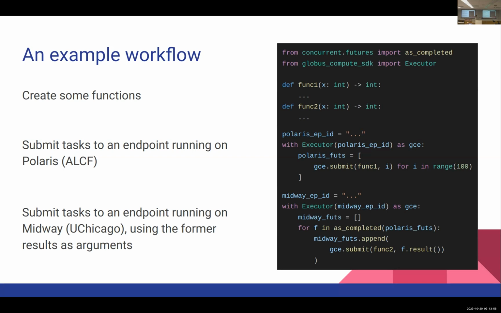The main thing to call out here is that because we keep lots of parity between the standard Python executor and future in the standard Python library, we can use things like as_completed, which is in the concurrent.futures package. For anyone who's not familiar with this, it returns an iterator of futures that are ready to work with. So I can pass in the Polaris futures, none of which might be ready yet, but as they become ready, I can immediately submit my new task that will call function 2, using the result from the previous calls to Polaris.